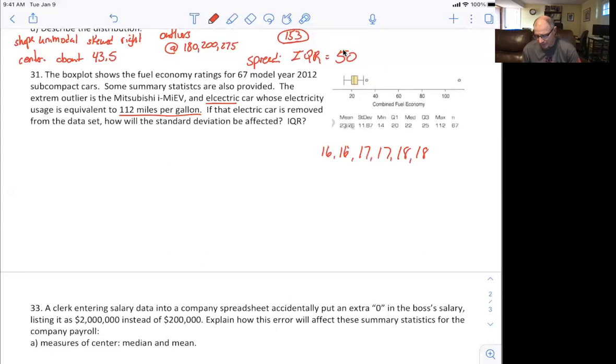Okay, let's go back to that set of data again. Let's talk about, no, you know what? I'm not going to do an example of it. I am just going to talk about a definition of standard deviation.